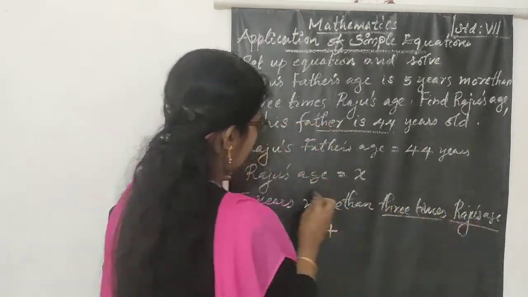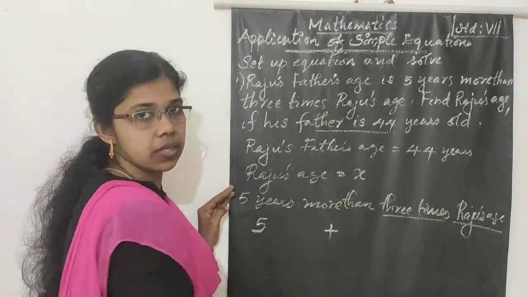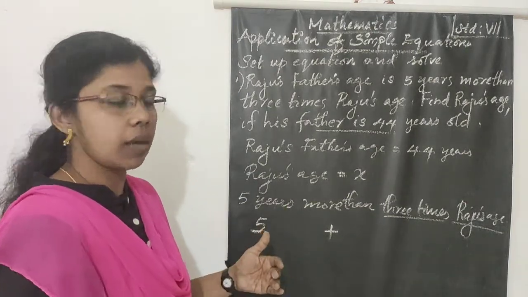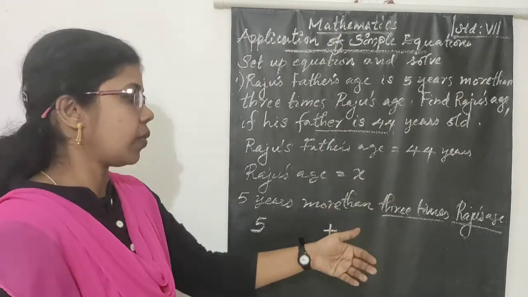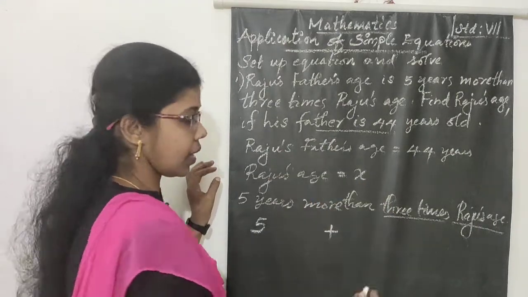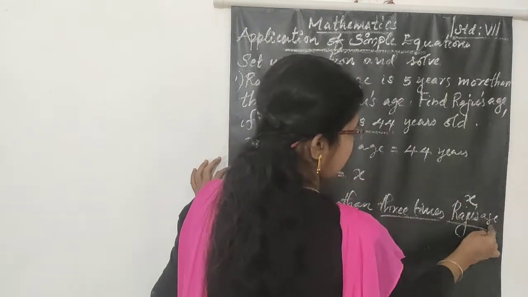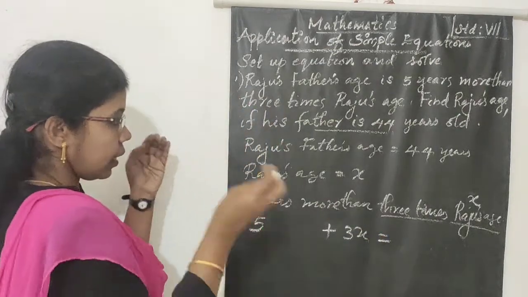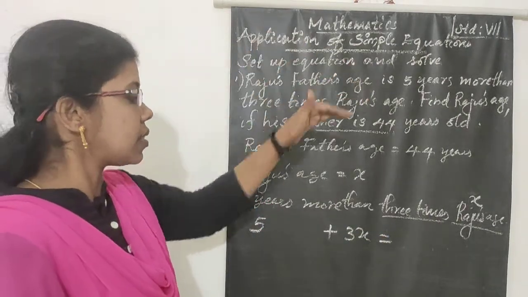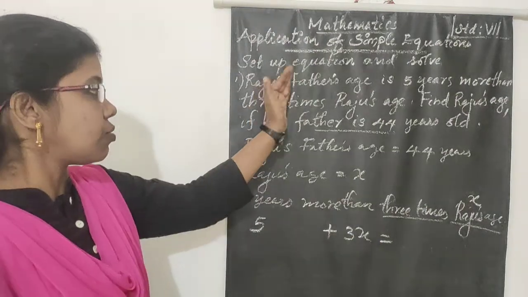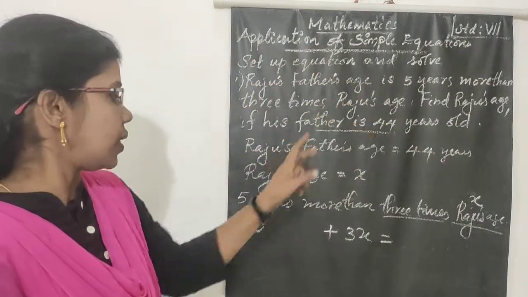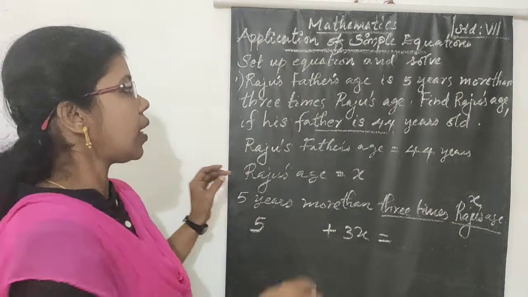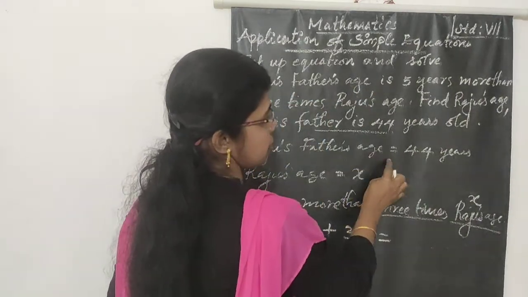3 times Raju's age, what is it? We take Raju's age equal to x, this one unknown number. We have to find Raju's age. So 3 times Raju's age means 3 into x. In this question, Raju's father's age is 5 years more than 3 times Raju's age. What is Raju's father's age? 44.